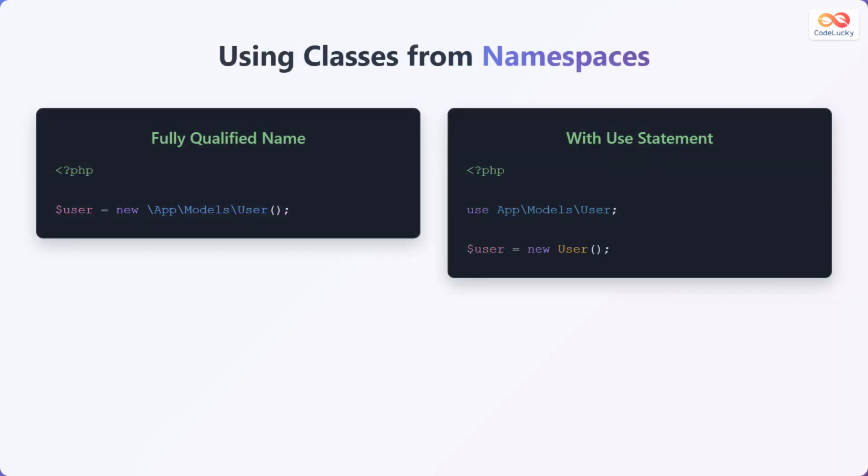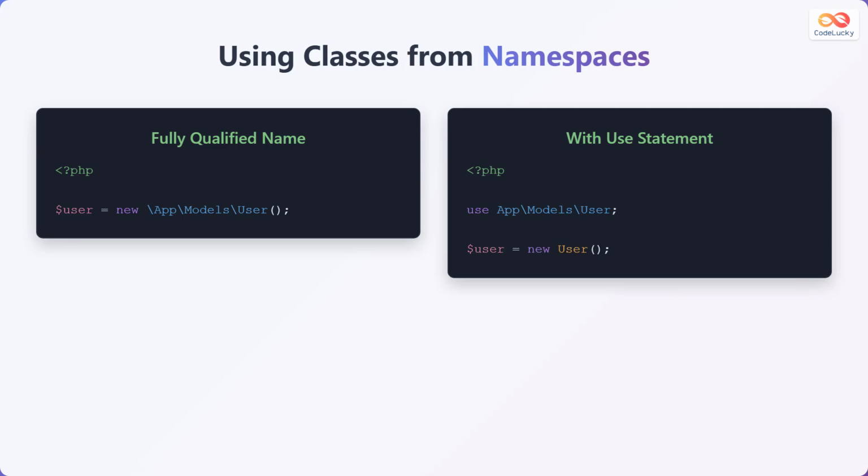Now that we know how to declare namespaces, let's explore how to use classes defined within them. There are two primary ways to use classes from namespaces. The first method is using the fully qualified name. You specify the complete namespace path when instantiating the class. For example, $user equals new \app_models\user.